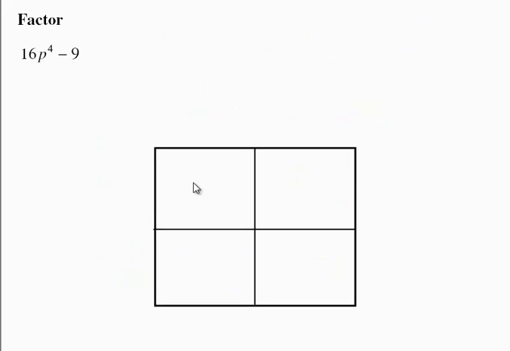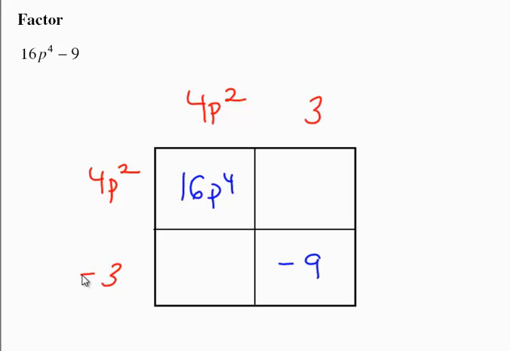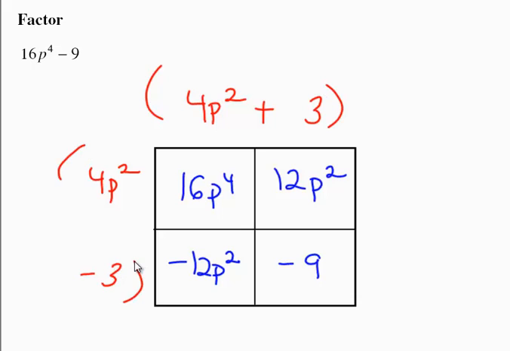Okay, so in this problem we have 16p to the 4th minus 9. They're both perfect squares. 4p squared by 4p squared. Here we have 3 times negative 3. I'm going to work backwards. We get 12p squared and negative 12p squared. So we get one side of 4p squared plus 3 and one side as 4p squared minus 3.